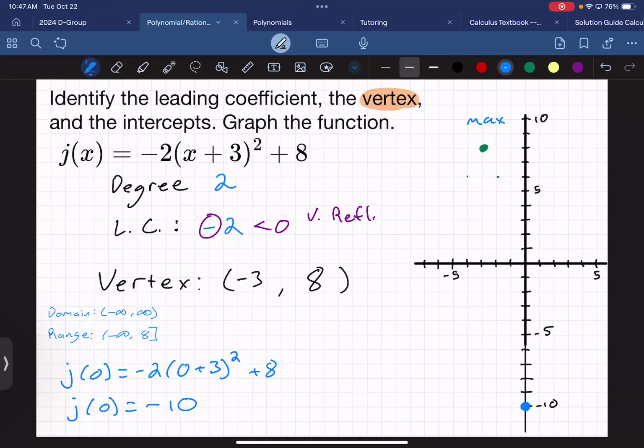Why am I allowed to do this? What am I taking advantage of when I do that? Symmetry, right? This is not an even or odd function, but quadratics have symmetry. This is what we call an axis of symmetry. And that axis of symmetry goes right through the x-coordinate of the vertex. So x equals -3 in this case.